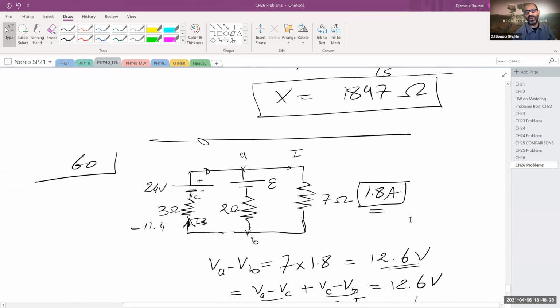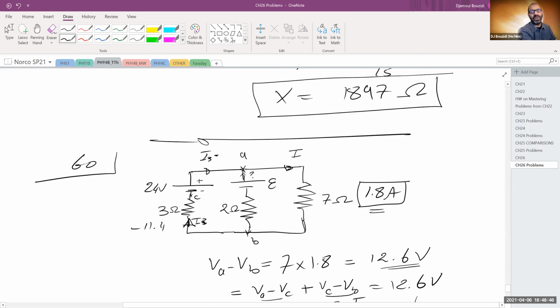We need that current because we know part of the story. This is the same current I3 that is going through the battery. It's coming in here, and part of it, which is 1.8, is coming in here. So how much is coming from this side? That's the other question. How much is coming from here? That's the question that we need to find.